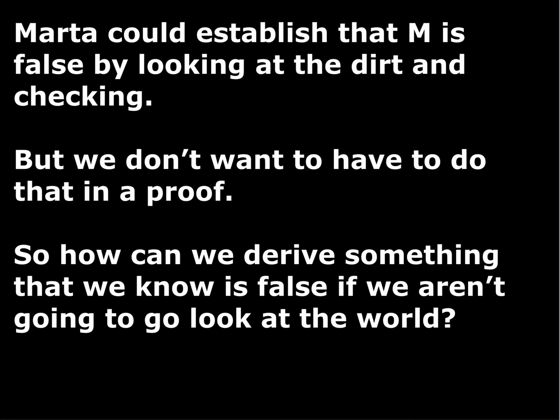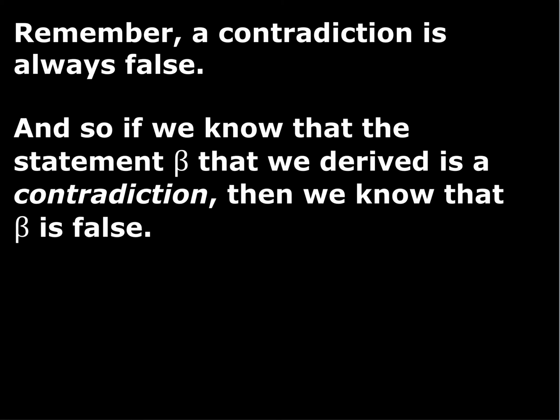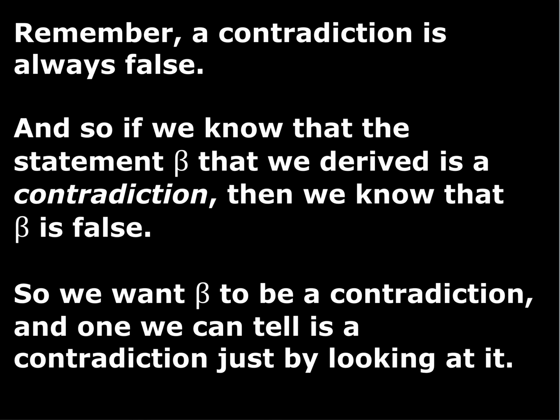Okay, so what can we do? How can we derive something we know is false if we're not going to go feeling dirt? Well, remember, a contradiction's always false. So if the thing that we can derive, this thing beta, is a contradiction, that's how we'll know it's false. Because we know contradictions are always false. They can't possibly be true. So we want beta to be a contradiction.